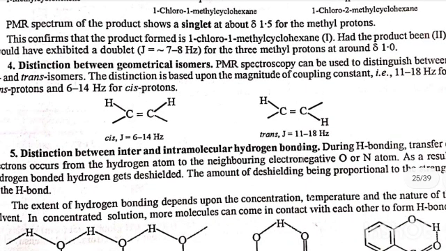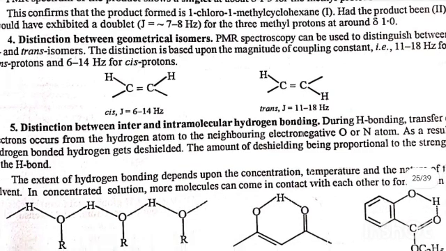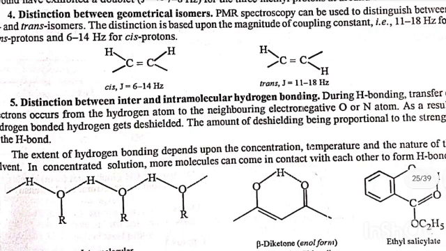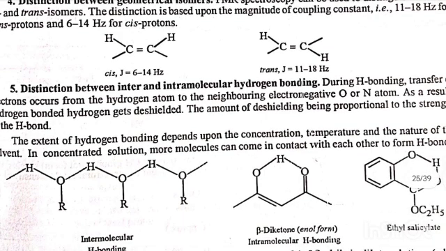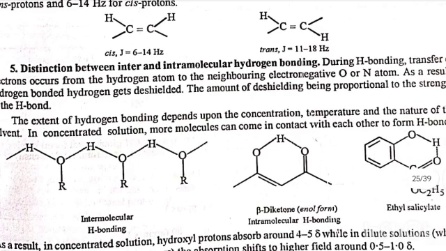Distinction between geometrical isomers. PMR spectroscopy can be used to distinguish between cis and trans isomers. The distinction is based upon the magnitude of the coupling constant, that is 11 to 18 Hz for trans protons and 6 to 14 Hz for cis protons. Distinction between inter and intramolecular hydrogen bonding.